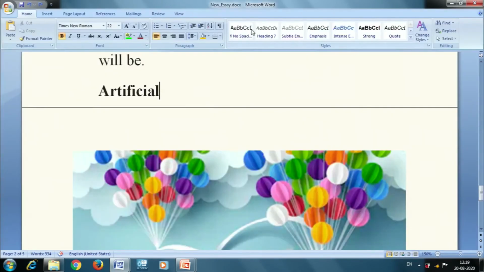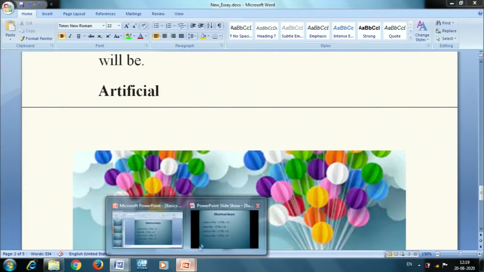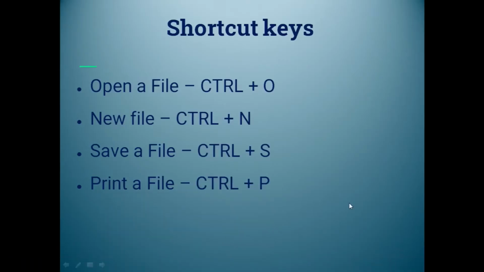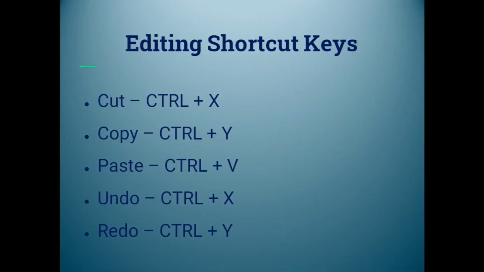I am closing this print preview and going back to the PowerPoint presentation. And we also discussed the shortcut keys for editing. For cut, we can use Ctrl key plus X key. For copying, we can use Ctrl key plus Y. Then for paste, we can use Ctrl key plus V key. For undo, it is Ctrl key plus X. For redo, it is Ctrl key plus Y key.